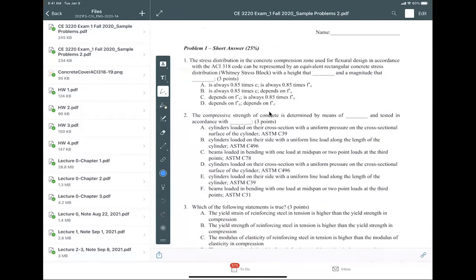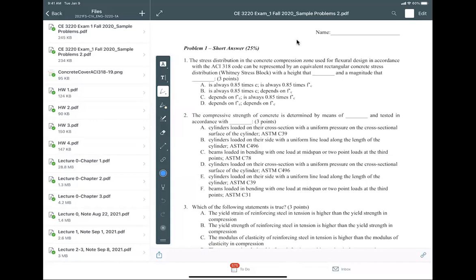I uploaded 2 sets, but there are some tiny mistakes in the first set. So the second set is a corrected version, but some problems are essentially the same, with the numbers changed. So you may want to take a look at both and compare your notes and catch some tiny things. But anyway, let's just start going through them.